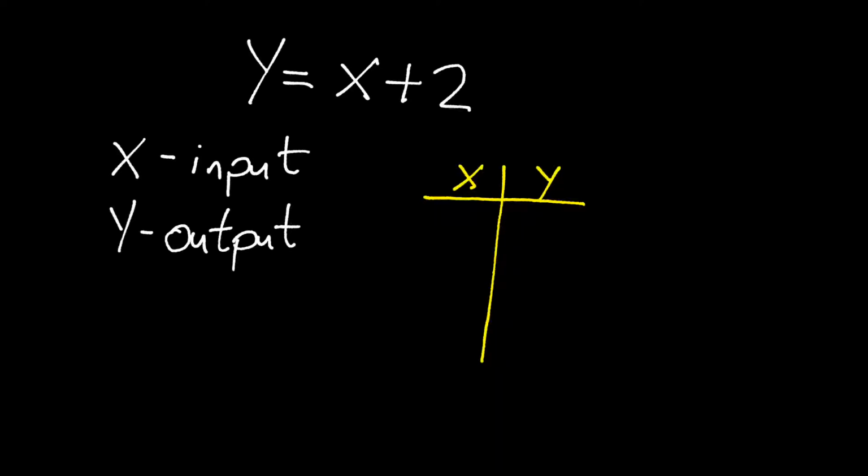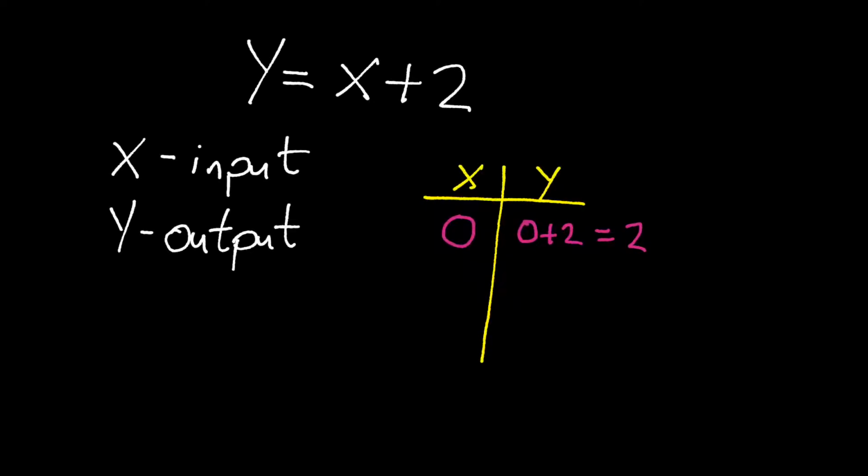So, if I were to say that x is 0, for my output, I would have, well, the function says 0 plus 2. I put the 0 in for x. I'm going to add 2. And what is my output? My output is just 2.